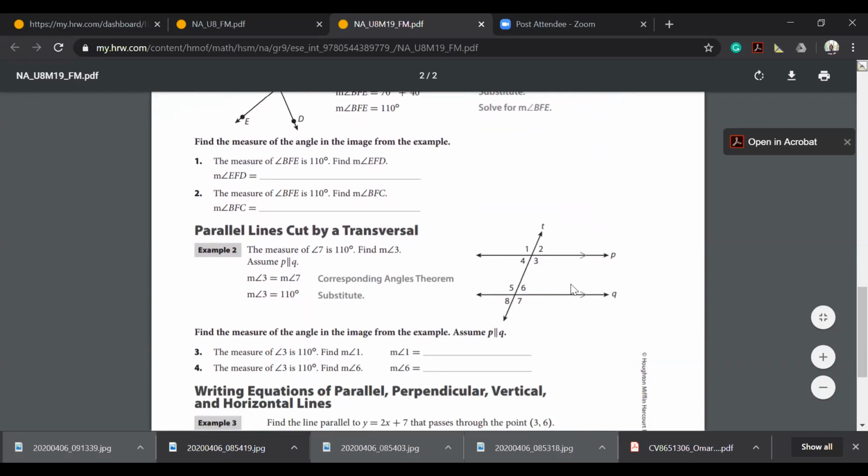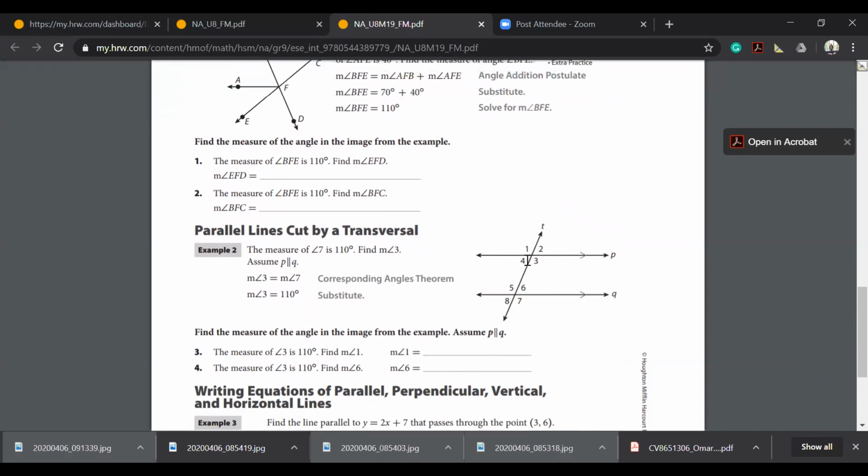Parallel lines cut by a transversal. Do you remember the names of the angles that we had when you have a transversal cutting two parallel lines? We had 4 types of angles, if you remember. The first was same side interior angles, like angle 4 and 5, angle 3 and 6. And the same side interior angles, when you add them together, should give you 180 degrees. This was the first kind.